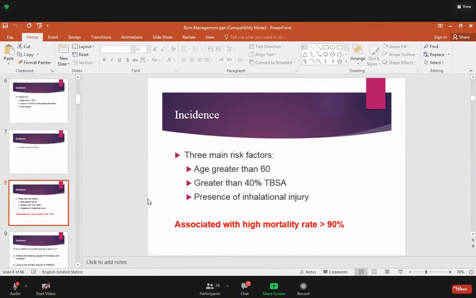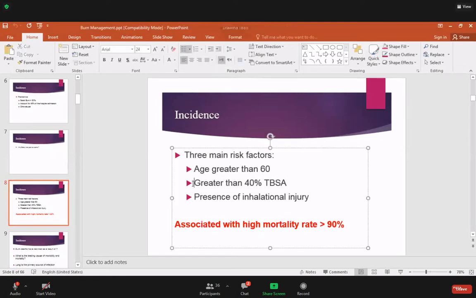So there are three main risk factors related to mortality. If a patient is elderly, age more than 60 years, and if there is 40% of total body surface area burnt, and if there is presence of inhalational injury, these three risk factors are associated with a higher mortality rate, and the mortality rate is more than 90%.